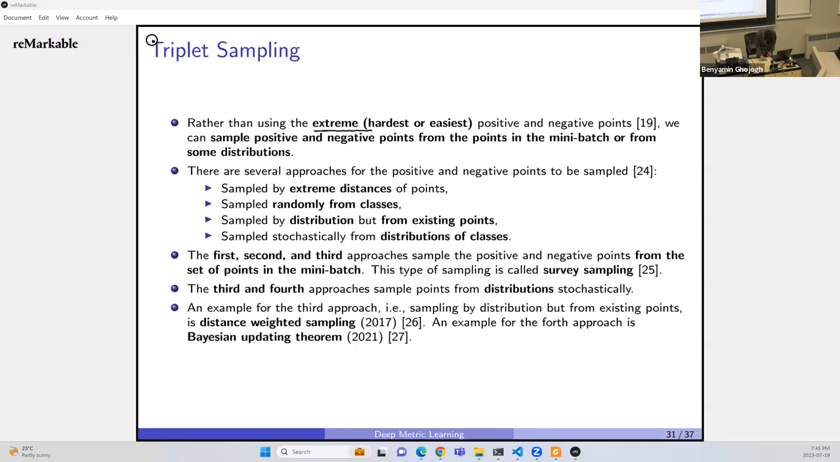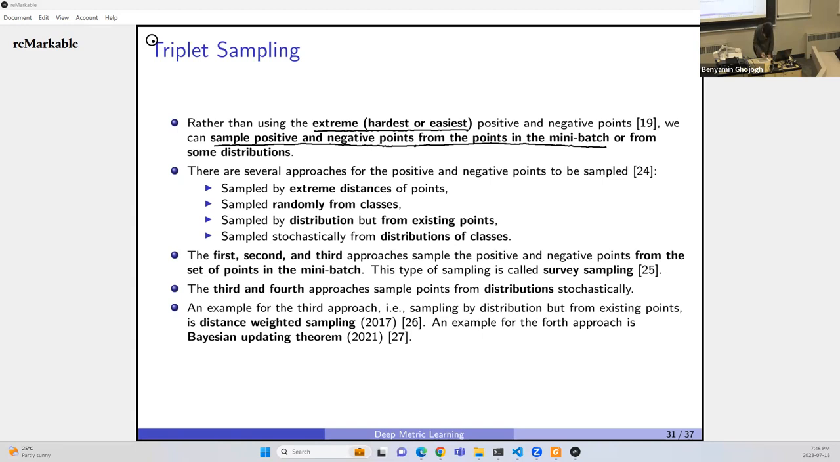Rather than using the extreme cases, hardest or easiest, right? These are the extreme cases. We can sample positive and negative points from the points in the mini batch. So one approach was using the extreme cases, easiest or hardest, positive or negative. Another approach is to sample. But for sampling, we also have several options. We can sample from the existing points in the mini batch, or we can find some distribution and sample from that distribution. If we sample from that distribution, it means that maybe our sample never exists in the mini batch. We're just generating some new sample from the distribution.